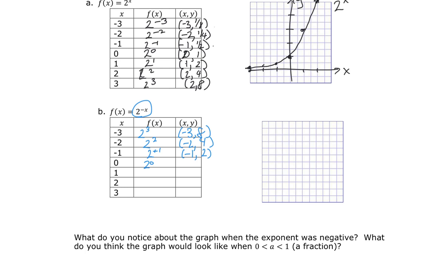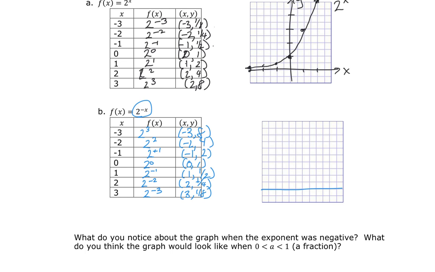2 to the 0 is going to give me just 1 all day long. So 0 goes in and 1 comes out. Then 2 to the -1, so we know this is +1, but 1/2 comes out. And then I have 2 to the -2, so 2 goes in and 1/4 comes out. 2 to the -3, so 3 goes in and 1/8 comes out. And we kind of knew that, right?